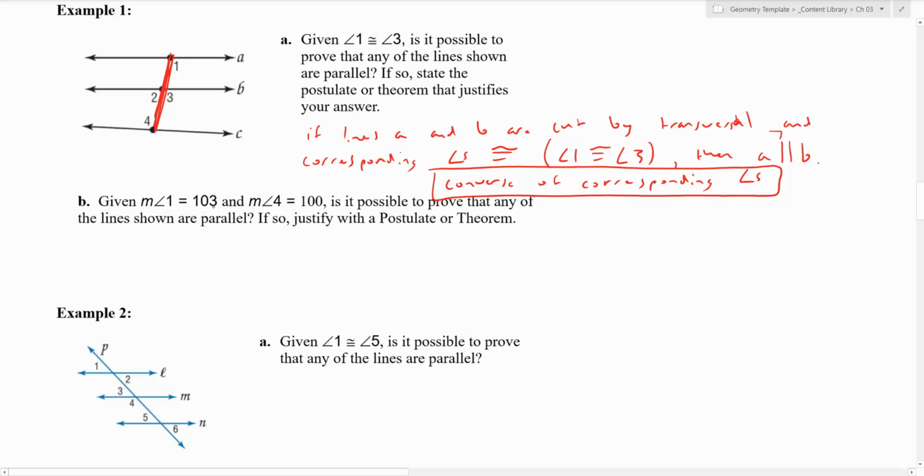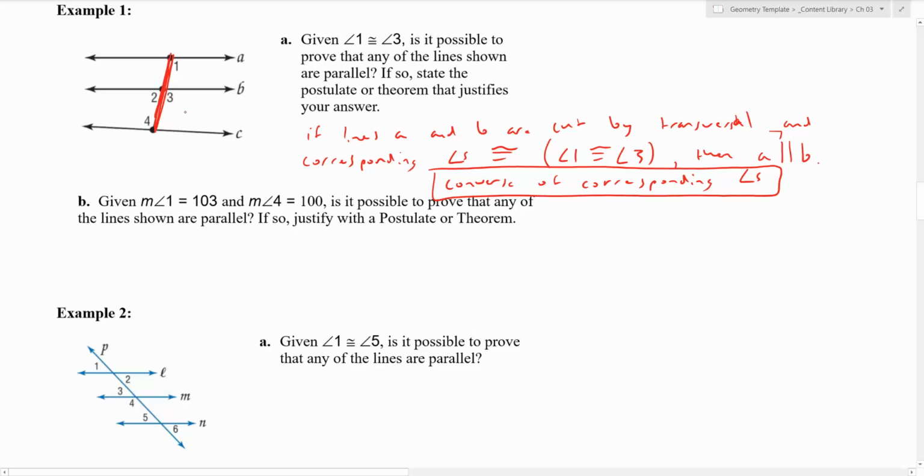How about this one? Given the measure of angle 1 equals 103 degrees and the measure of angle 4 equals 100. So here's the measure of angle 1. Here's the measure of angle 4. Is it possible to prove that any of the lines shown are parallel? Well, if angle 1 and angle 4 were congruent, then we could show that lines A and C were parallel by the converse of alternate interior angles theorem.